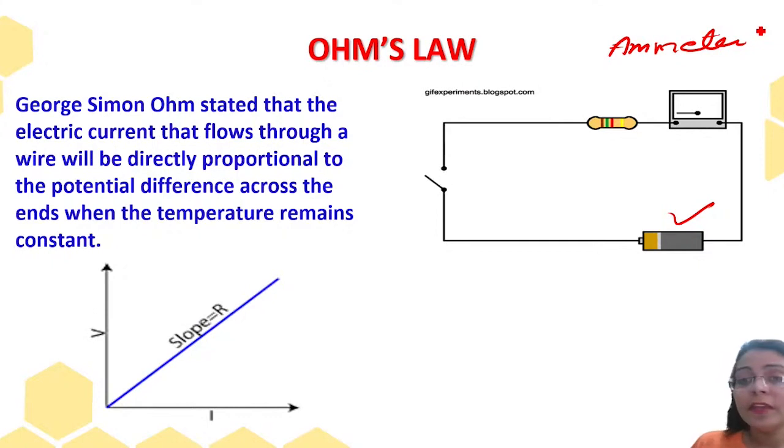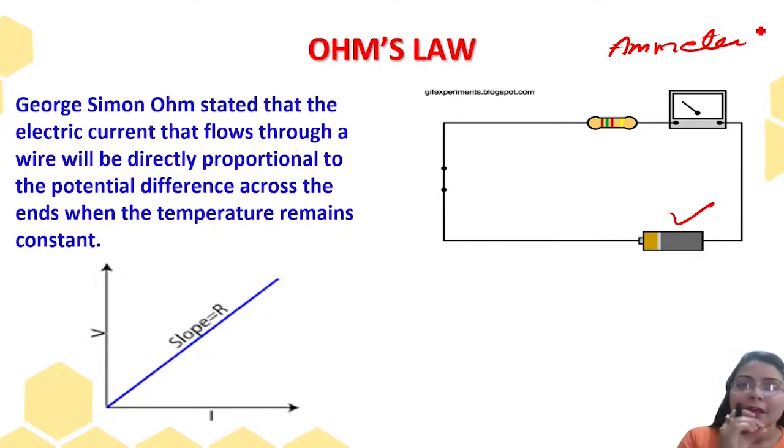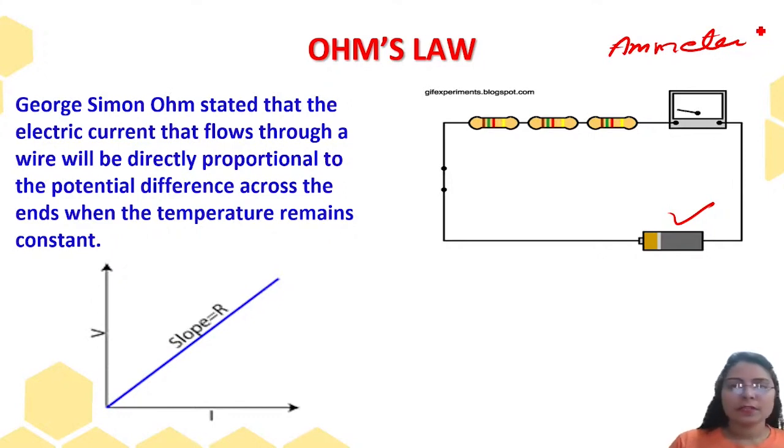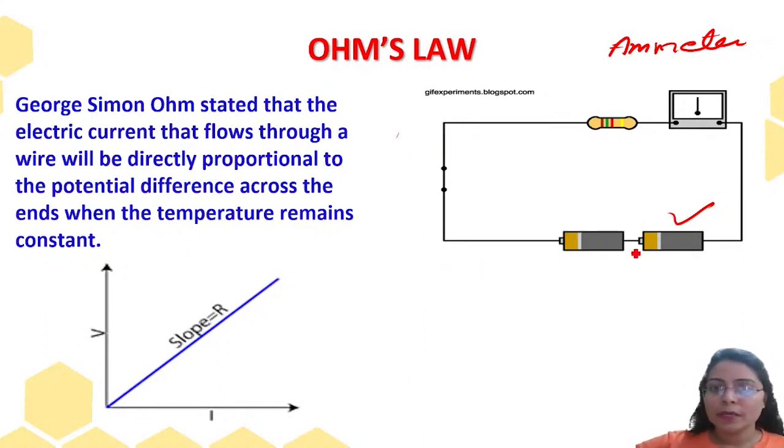Sir George Simon noticed that wherever the number of cells was increased, the ammeter showed a larger amount of current. It was a great approach. He did it many times. Initially, he applied a single battery, and the ammeter showed a small reading like this. But then he increased the number of cells.